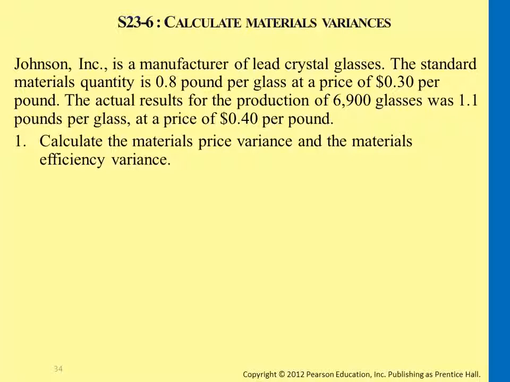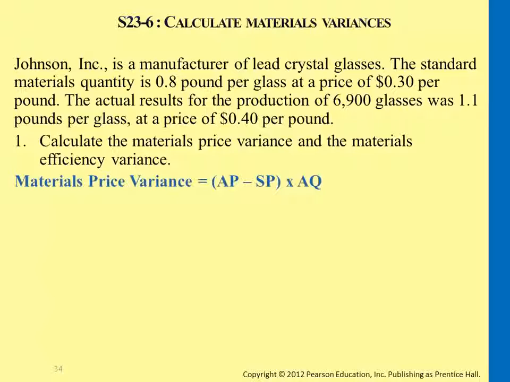Right, efficiency-wise, they should have used only 0.8 pounds of materials, and at the end they used 1.1 pounds. So on efficiency, they actually spent more than they expected, and on the price per pound, they also spent more than they expected. So what's unfavorable here, we're trying to determine, is how much in dollars.